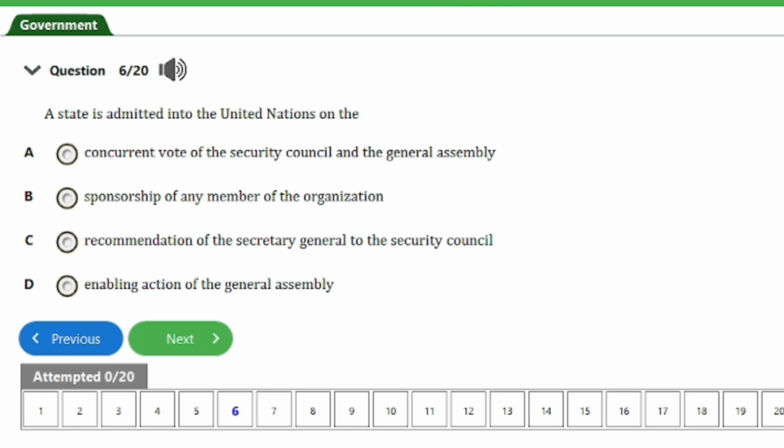It says, a state is admitted into the United Nations on the A, concurrent votes of the Security Council and the General Assembly, B, sponsorship of any member of the organization, C, recommendation of the Secretary General to the Security Council, D, enabling action of the General Assembly. So guys, the answer to this question here is option A, that's concurrent vote of the Security Council and the General Assembly. So let's head on to the next question, guys. Alright, over here is question number 7.